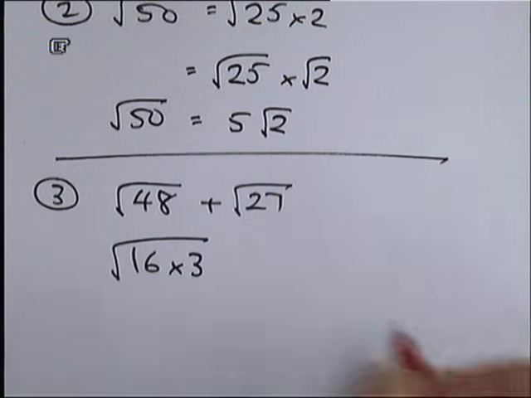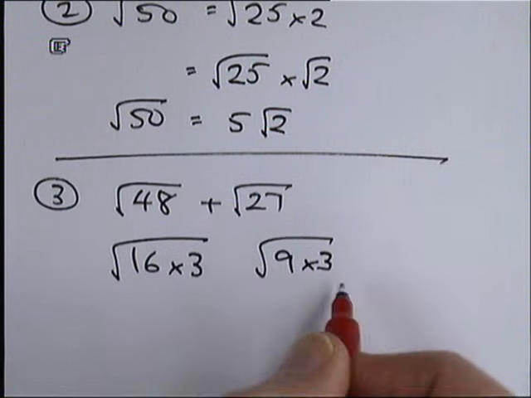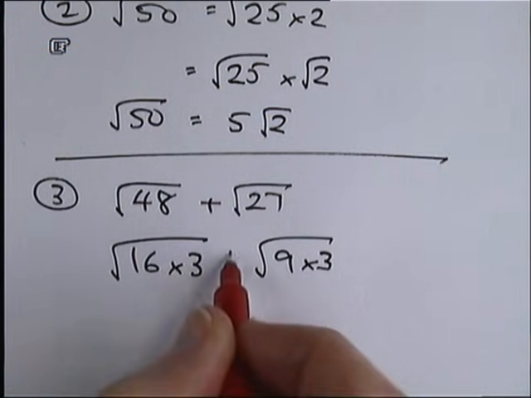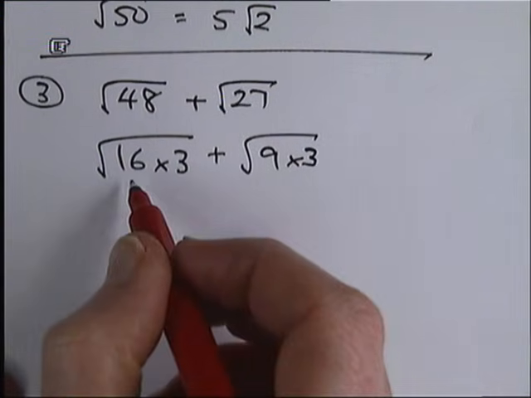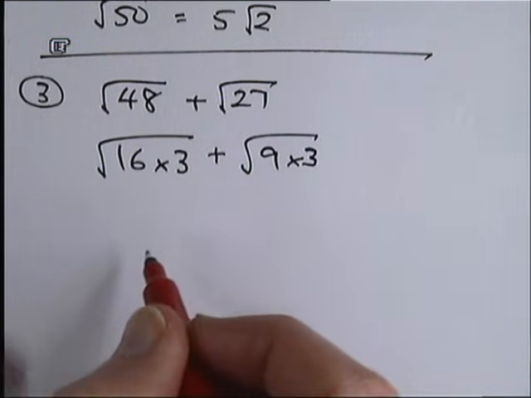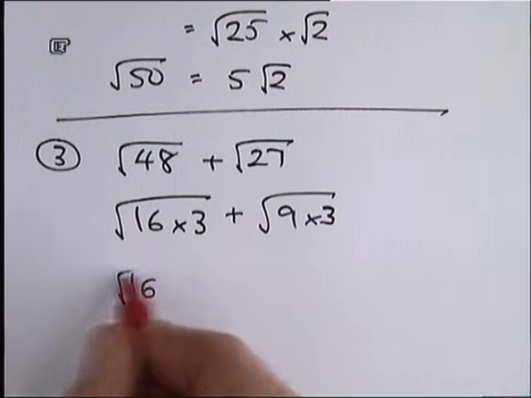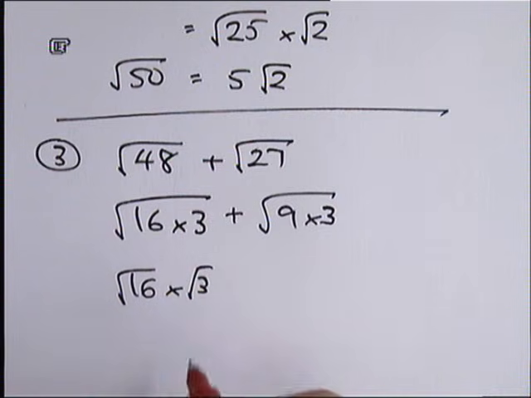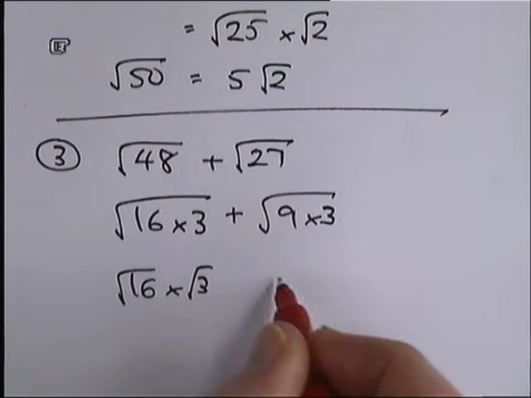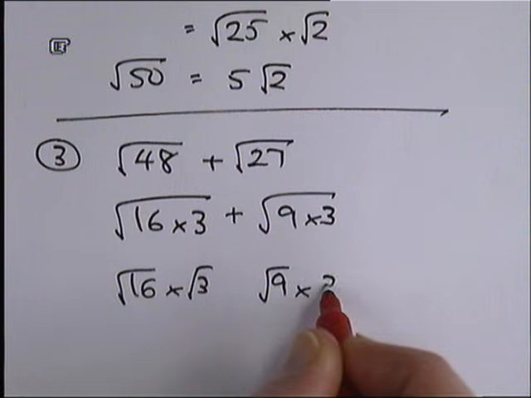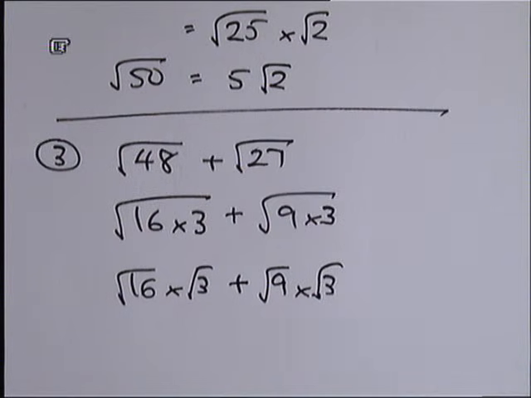How about 27? 27 is 9 times 3. So root of 27 I can write like that, and these two are being added together. Root 16 times 3, using the same trick as we did up here, splitting them up, is the same as root 16 times root 3. And over here, root 9 times 3 is the same as the square root of 9 times the square root of 3, and I'm adding those bits together.